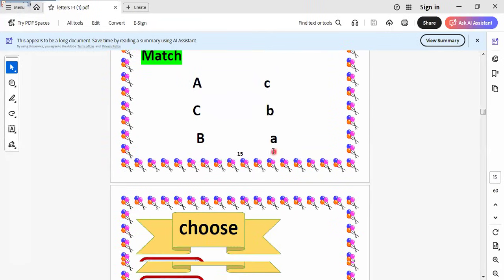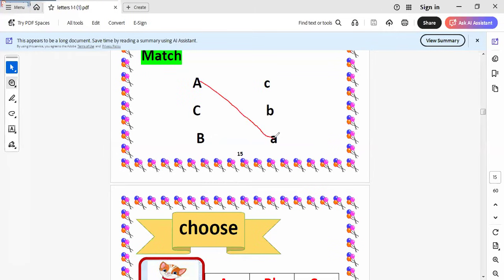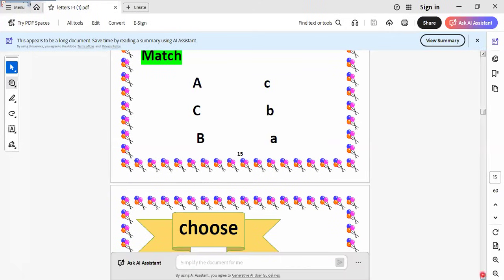So here we match the small letter or the uppercase. We match a capital letter with a small letter, uppercase by lowercase. Here is capital A. Where is the small a? So I select this is capital and this is small. Capital C and small c, capital B and small b. Okay. Now we know the capital letter and small letter. Let's go to another item here.